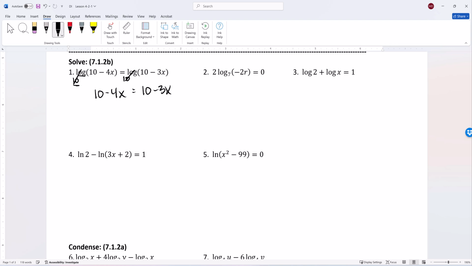And now you can solve that. So subtract 10 on both sides, divide, or I can add the 4x, so x equals 0.